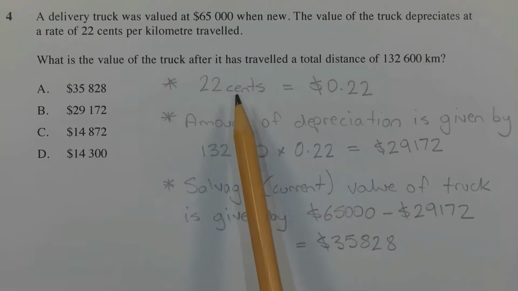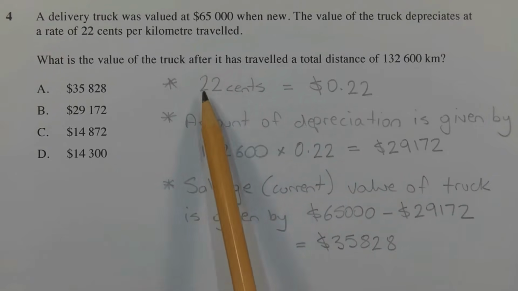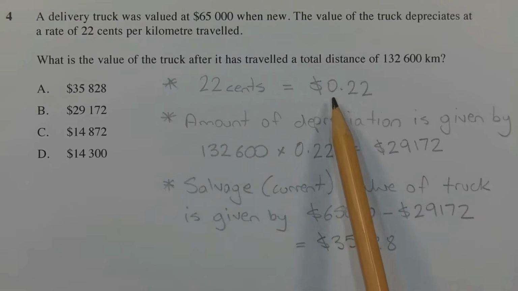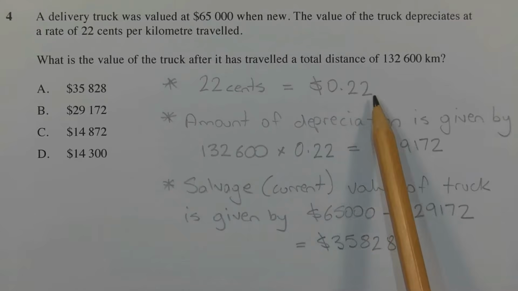So my first step is to convert this depreciation rate into dollars per kilometre travelled. To convert cents into dollars, we divide 22 by 100 and we get 0.22. So 22 cents is equivalent to $0.22.